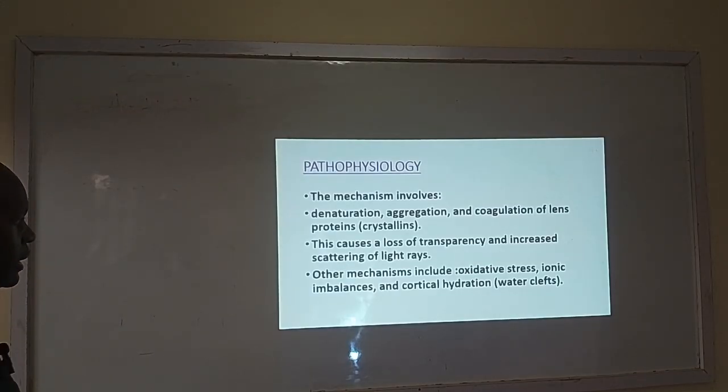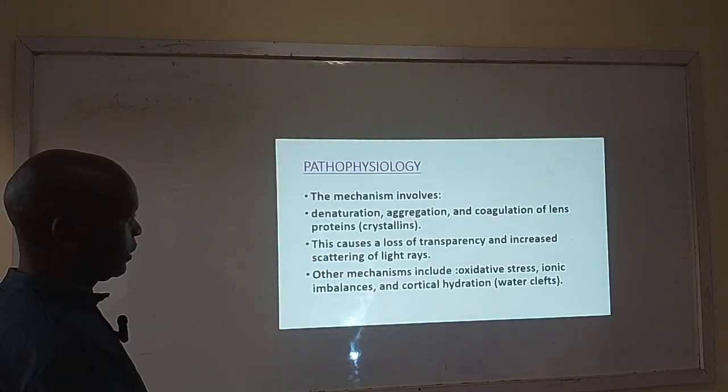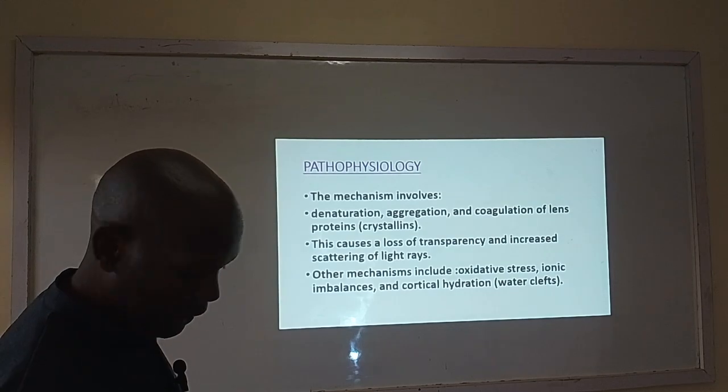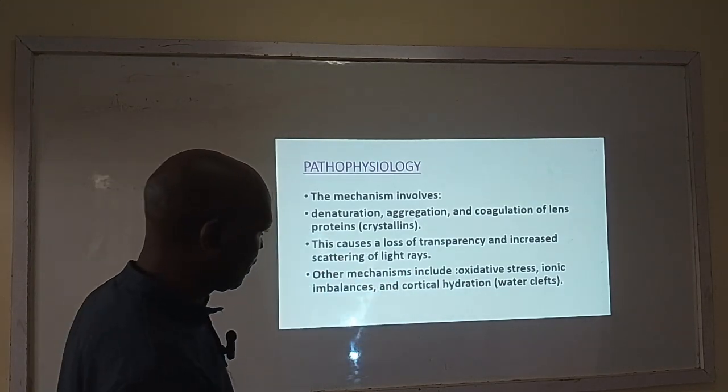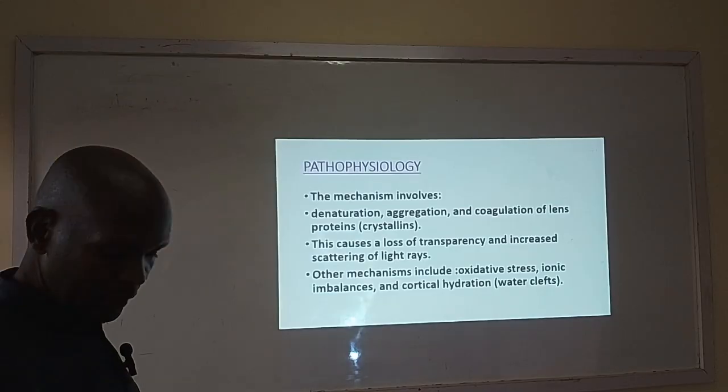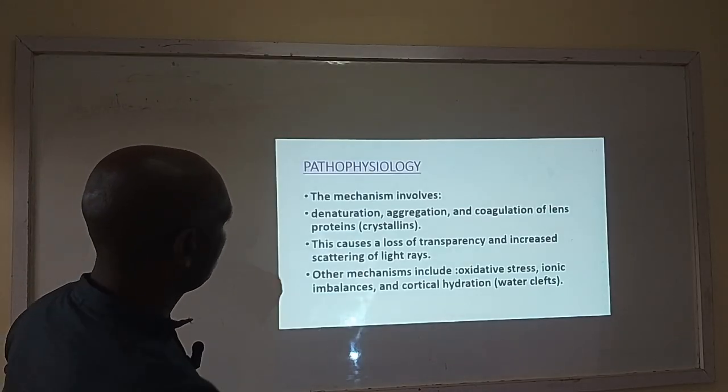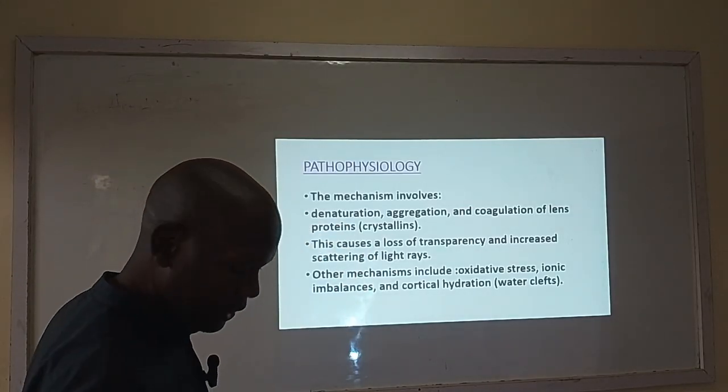Can also have ionic imbalances, can have cortical hydration, among others. So cortical hydration is just overaccumulation of water in these proteins, in these crystalline proteins in our lens.